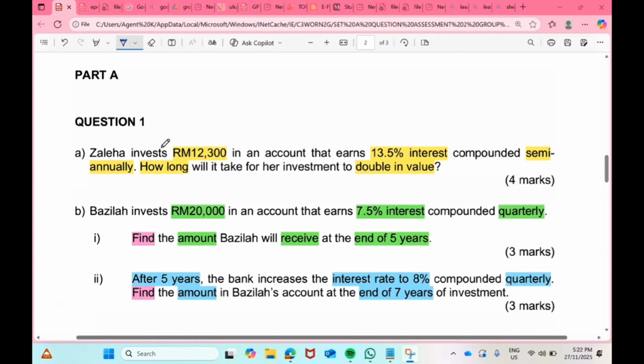So A, Zaleha invests 12,300 ringgit in an account that earns 13.5% interest compounded semi-annually. How long will it take for her investment to double in value? So the question wants the time it takes for 12,300 ringgit to become 24,600 ringgit. So I've compiled all the data.